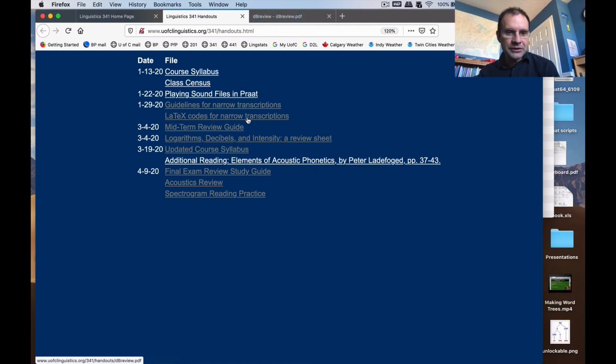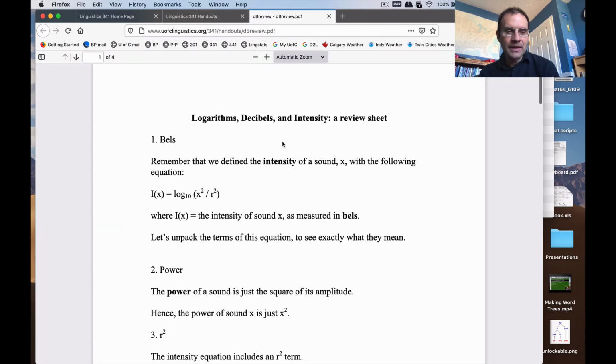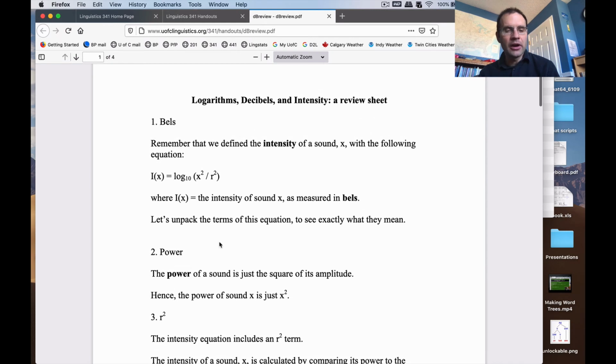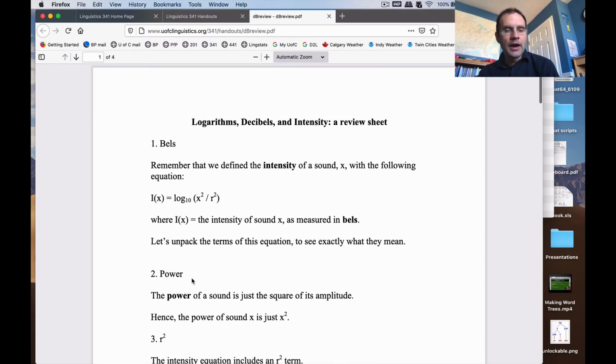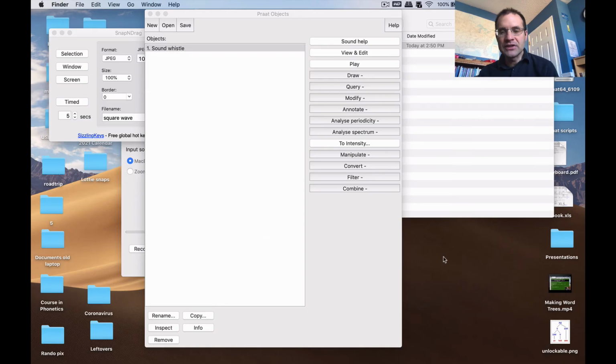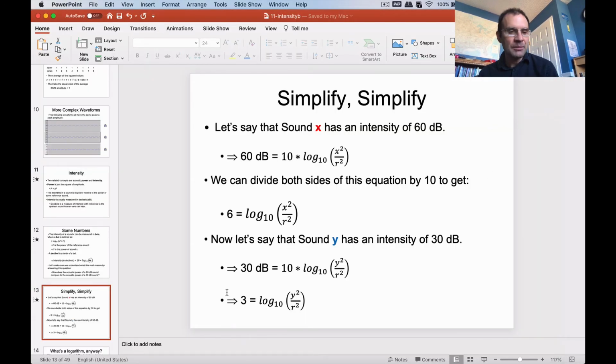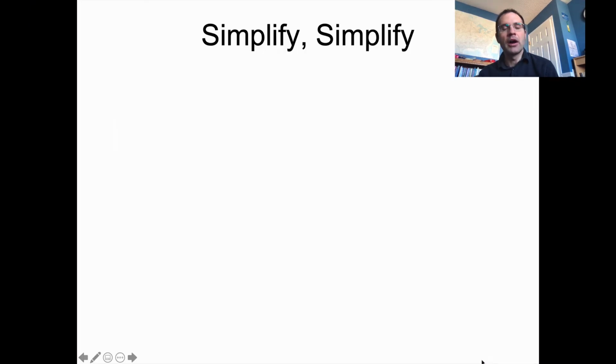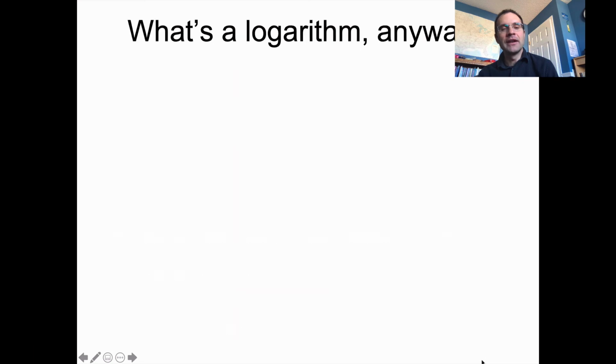If you just open up that link, this is a review of logarithms, decibels, and intensity. It already states at the top some of the things I've mentioned before, like how to define the intensity of a sound or the power of a sound. So you can look at that for reference's sake. I'm not going to go into quite all the details I go into there, but in case you want or need some more information about how logarithms work, you can find it there as well.